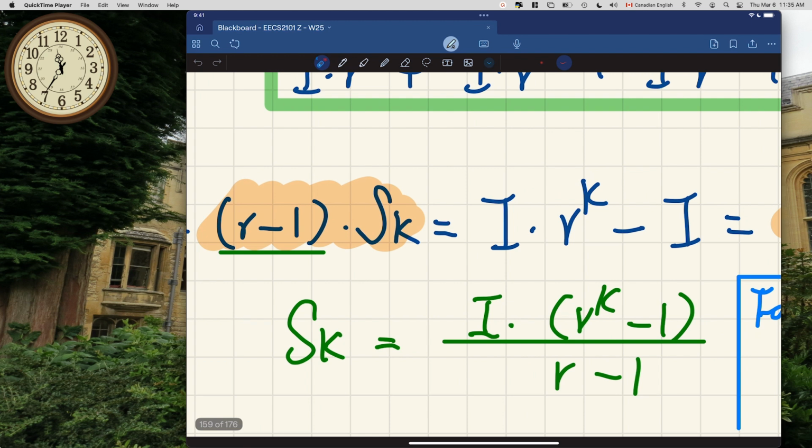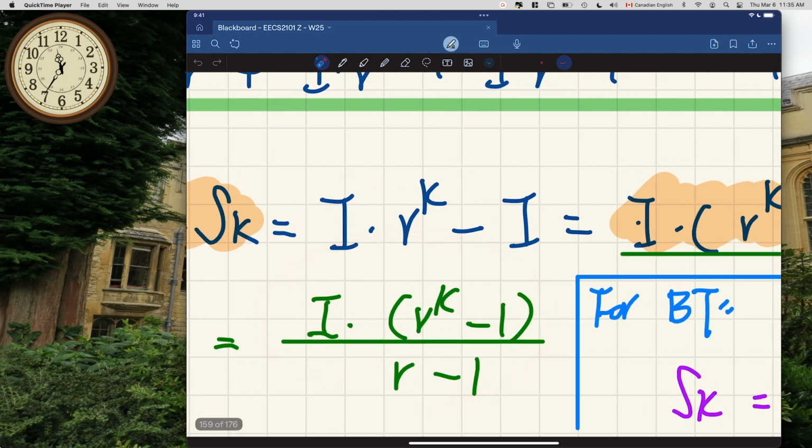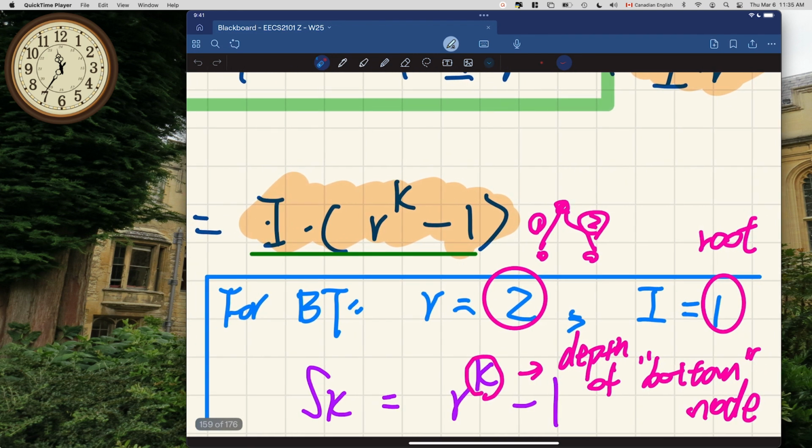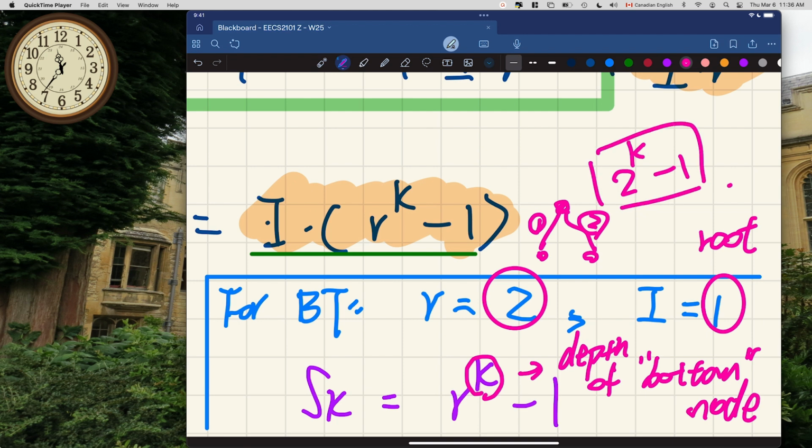The general formula will look like this: initial term times the common factor to the power of the number of terms minus 1, over r minus 1. But in the case of binary tree, which we'll see today, the common factor is 2, because each node can at most branch out 2 times. And the initial term is just 1, because there's only a single root at the top level. Once you plug in these 2 numbers, you get something like, which I forgot to write down, 2 to the power of k minus 1. So this is the formula that we're going to use throughout today.